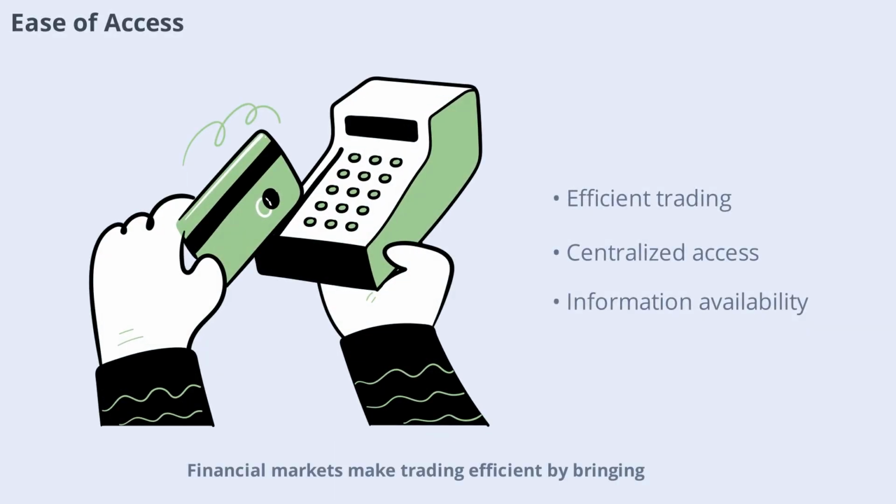Financial markets make trading efficient by bringing buyers and sellers together in one place, whether physical or virtual. This reduces the effort and resources needed to find trading partners and ensures that all participants have access to necessary information. As a result, trading becomes more streamlined and accessible.